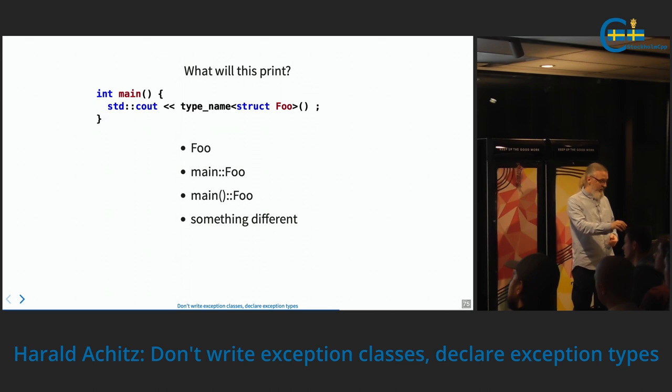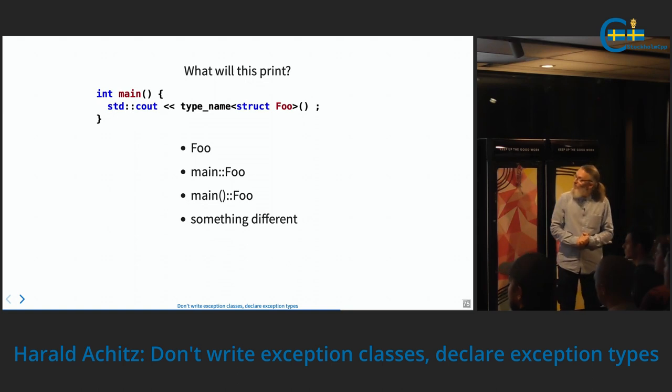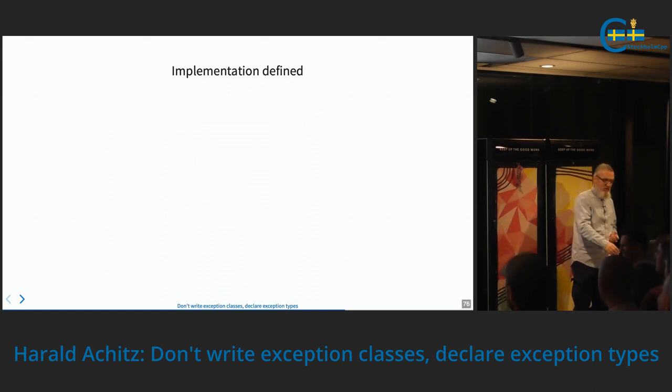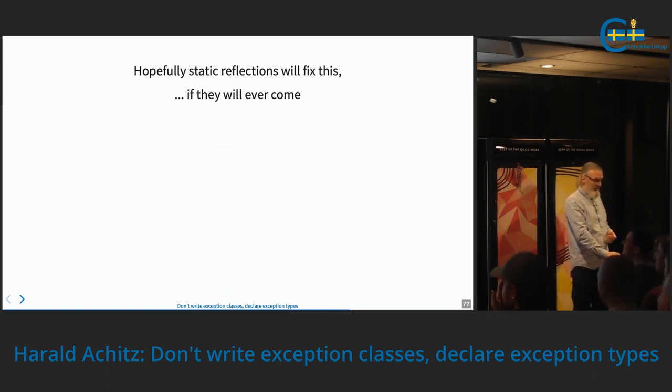I have something different. So what will this print? Right, we have this. Will it be foo? Will it be main foo? Will it be main brackets foo? Something different. You don't need to answer. I had three different results with three different compilers. So it's obviously not good. And it's obviously also not needed. So I really hope static reflection will ever come.